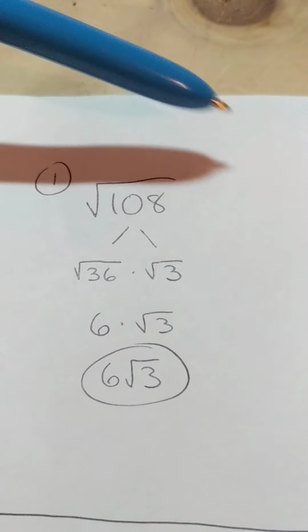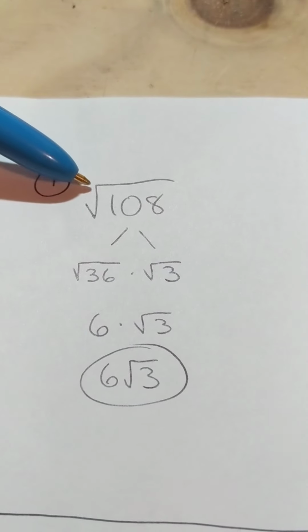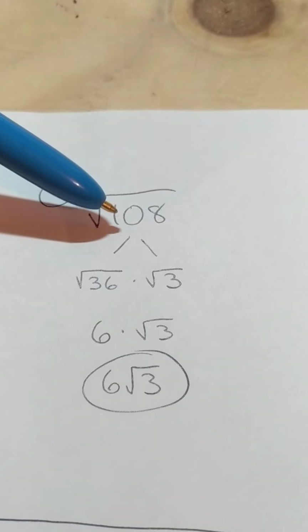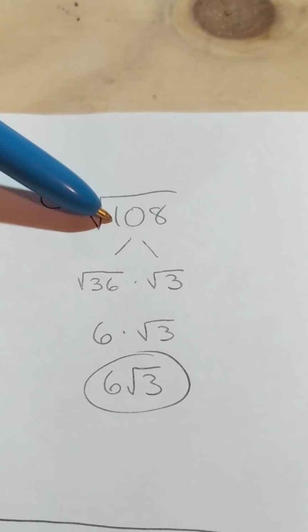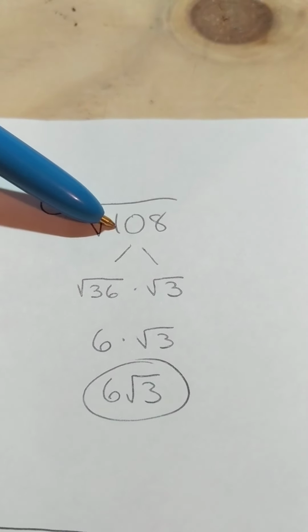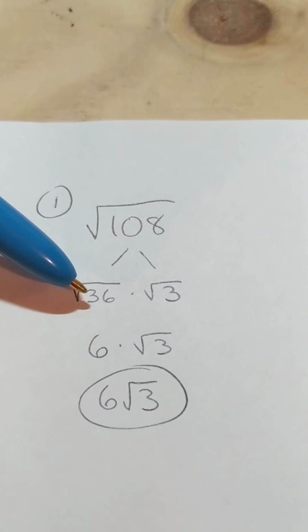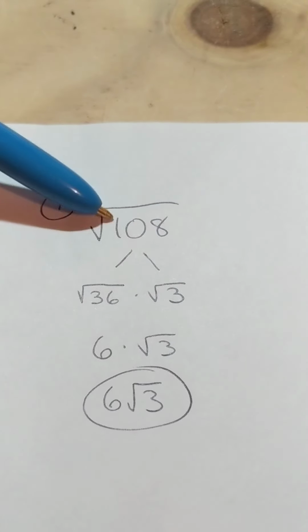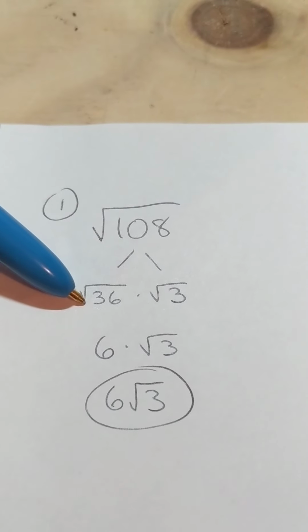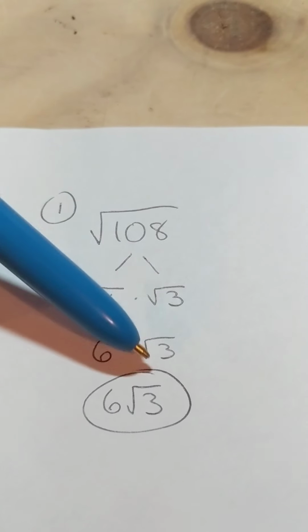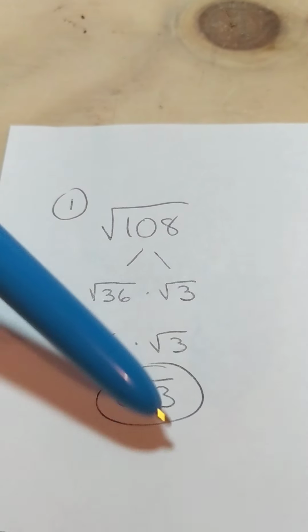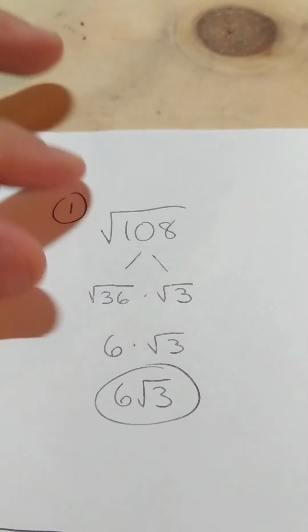So the goal of simplifying square roots, and maybe I didn't make this as clear as I should have, is that we are trying to take out all the perfect squares that could be found in 108. So I did this problem in one step. I realized that 36 times 3 was 108. And so the square root of 36 is 6, and the square root of 3 must stay the square root of 3. So I have the answer of 6 square root 3.